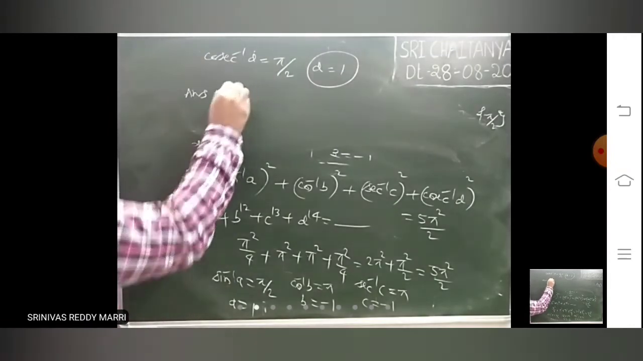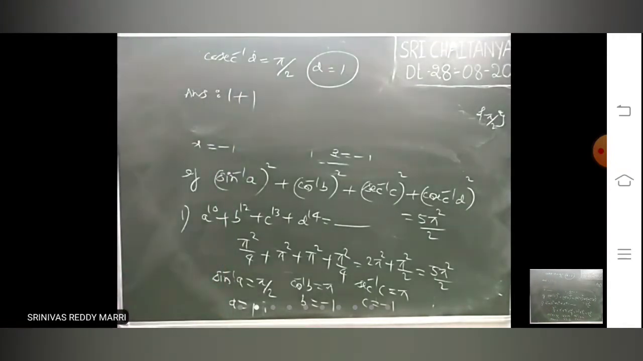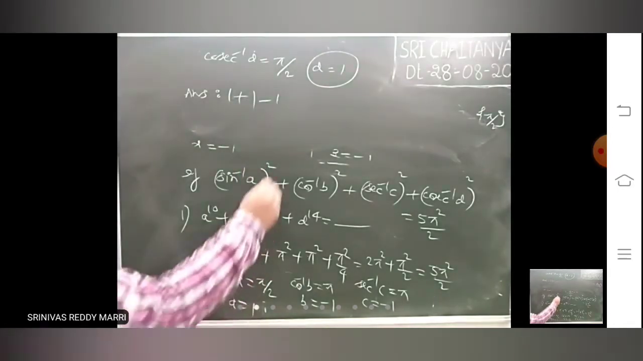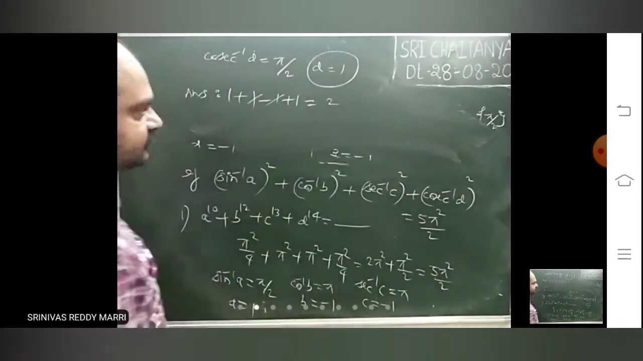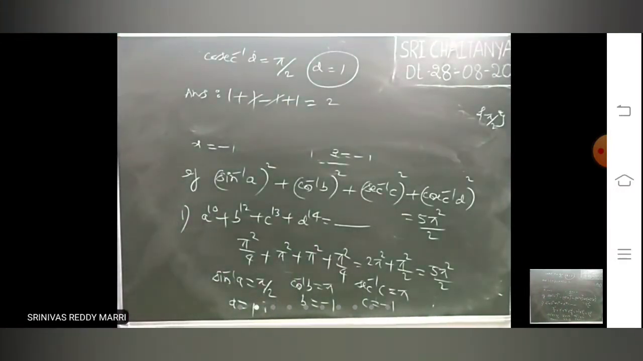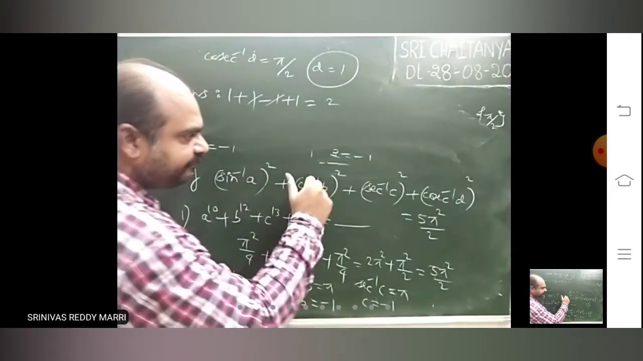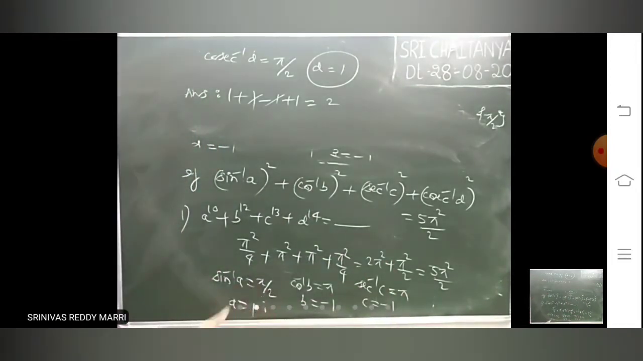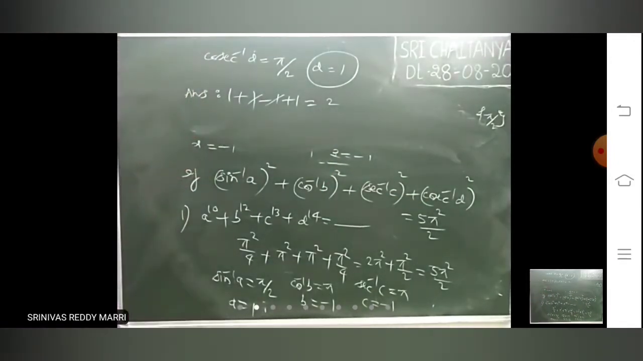So a is 1. b is minus 1. That means b power 12 is 1, c power 13 is minus 1, d power 14 is 1. So what is the answer? 1 and minus 1 get cancelled. Answer is 2. Like that, simple. Take all the maximum values or all the minimum values, whichever you get, take that. Otherwise, it is not possible. Like that, problems based on ranges will be there.